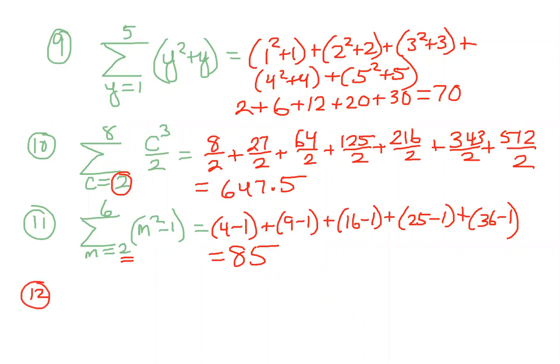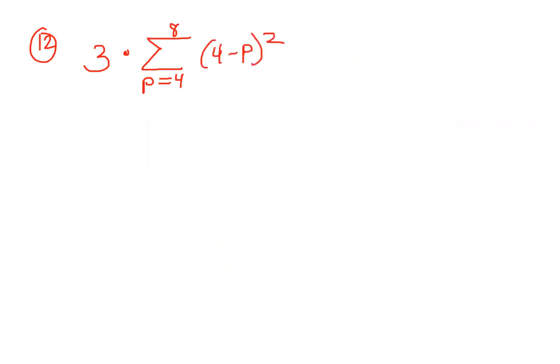Number 12. Oh, okay. I'm going to do number 12 up here. It's a little different now. We've got a 3 out in front. And then the sum of p goes from 4 to 8 of 4 minus p squared. So what in the world are we going to do with that? Well, that's just like a number right out in front of a regular equation. So I can write it like this.